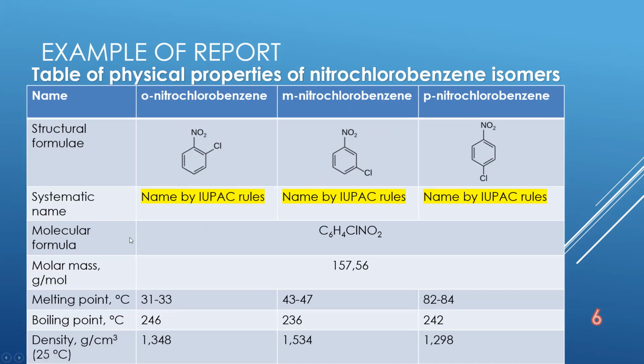Also, you could find the molecular formulae and molar mass of the substance, which is the same for all isomers because it has the same number of atoms. Also, you could see the melting points and boiling points, and also density. As you can see, for different isomers, the melting points are different, which would be the subject of today's work. So before we start, we should name those substances by systematic nomenclature, which is IUPAC rules.